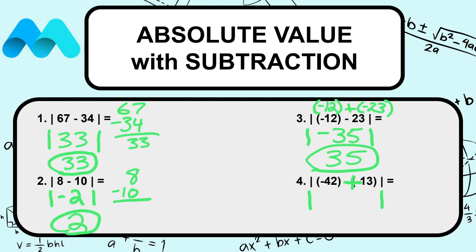So thinking again about our number line, we're going to start at negative 42 and move to the right 13 spaces. That's going to get us to a negative 29. So here we have the absolute value of negative 29. That is 29. And that's all we have for you right now.